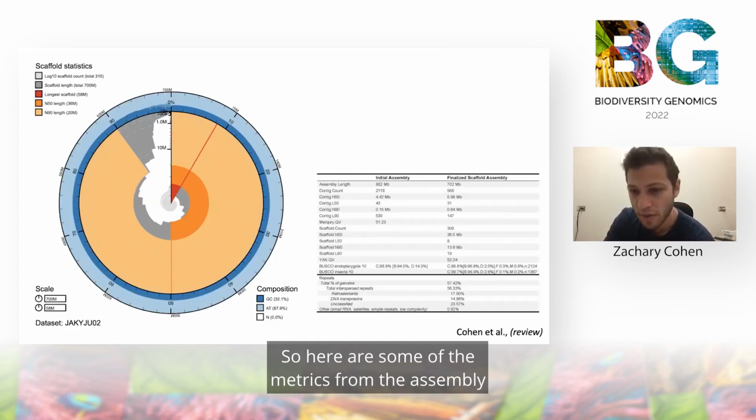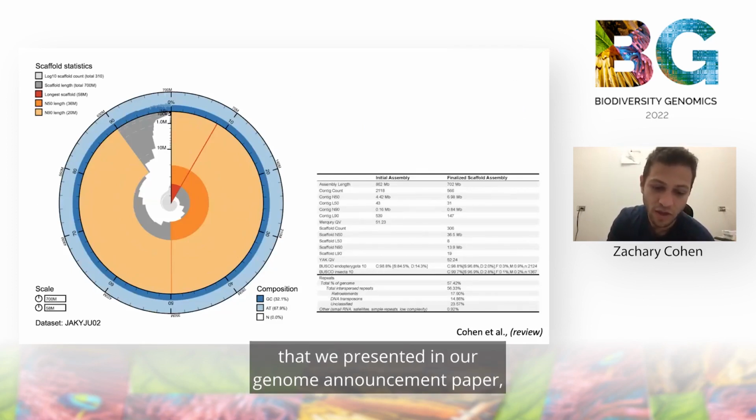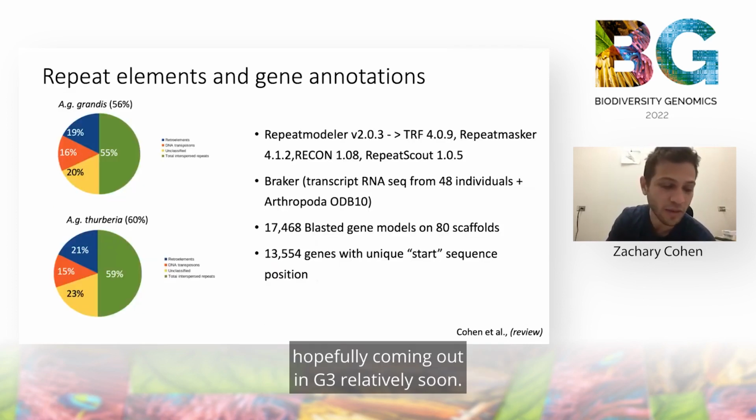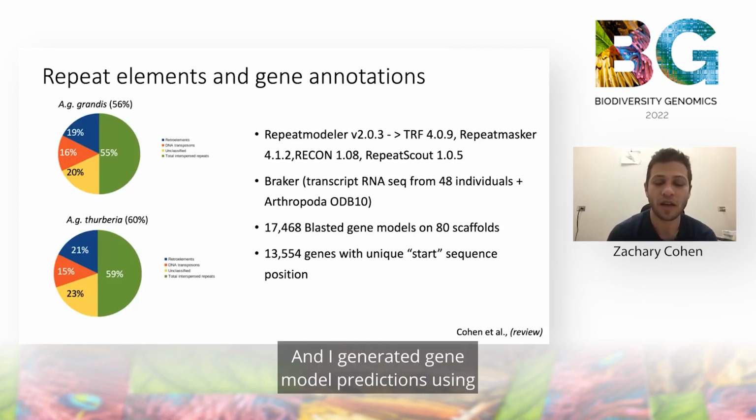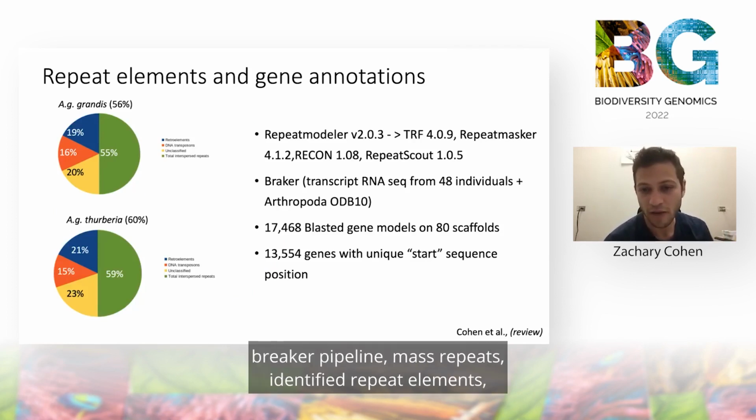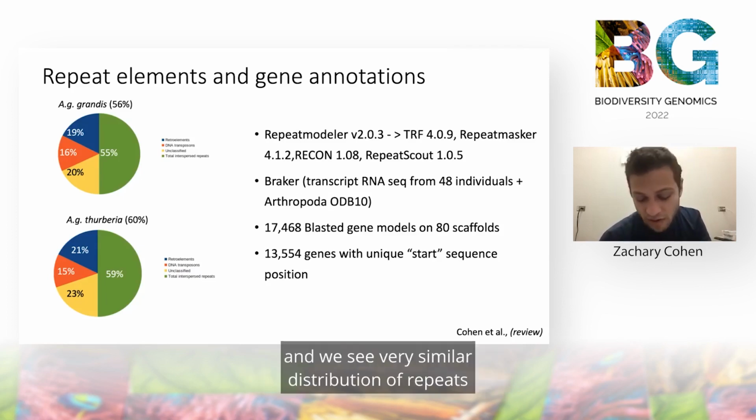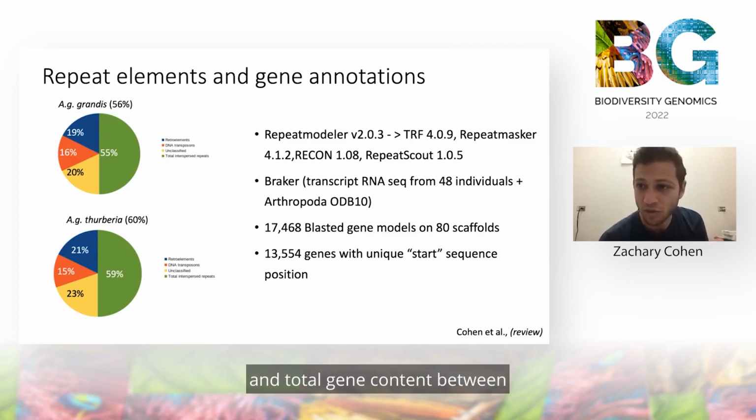So here are some of the metrics from the assembly that we presented in our genome announcement paper, hopefully coming out in G3 relatively soon. I generated gene model predictions using the BRAKER pipeline, and RepeatMasker identified repeat elements. And we see very similar distribution of repeats and total gene content between these two subspecies assemblies.